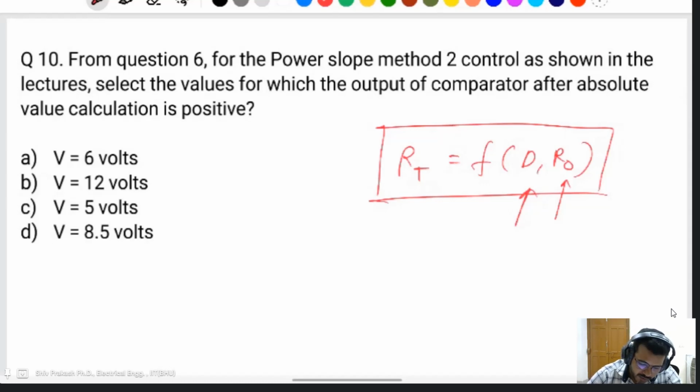From the question, for the power slope method to control as shown in the lectures, select the values for which the output of a comparator after absolute value calculation is positive. Yes, among the given options, 12 volt is the correct option.